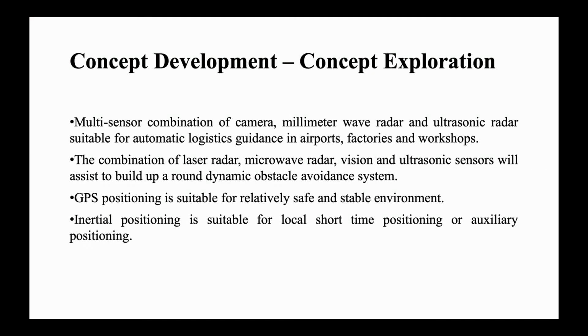From the analysis of the concept exploration stage and performance requirements validation, we can conclude that a multi-sensor combination of camera, millimeter wave radar, and ultrasonic radar is suitable for automatic guidance in airports, factories, and workshops. The combination of laser radar, microwave radar, vision, and ultrasonic sensors will help build an all-round dynamic obstacle avoidance system. Inertial positioning is suitable for local short-time positioning or auxiliary positioning, and GPS positioning is suitable for relatively safe and stable environments.